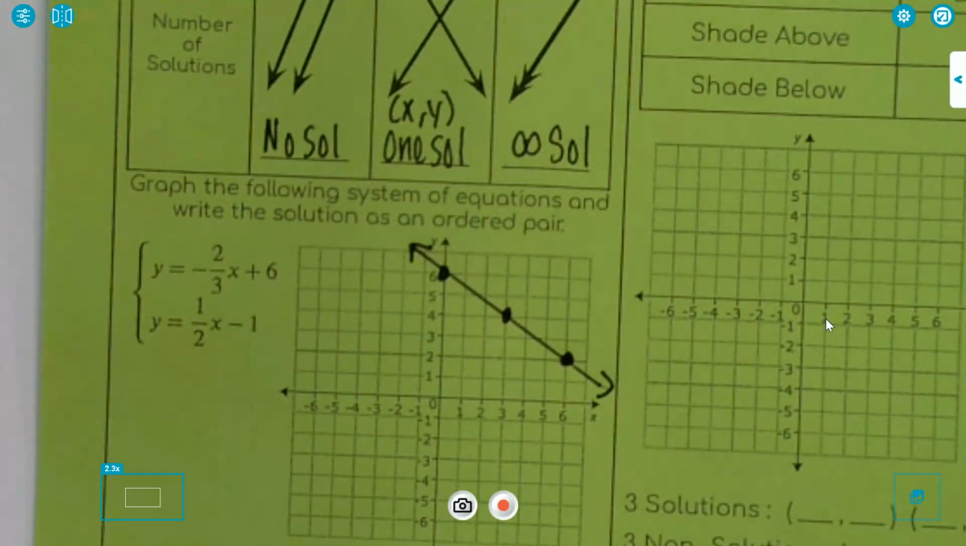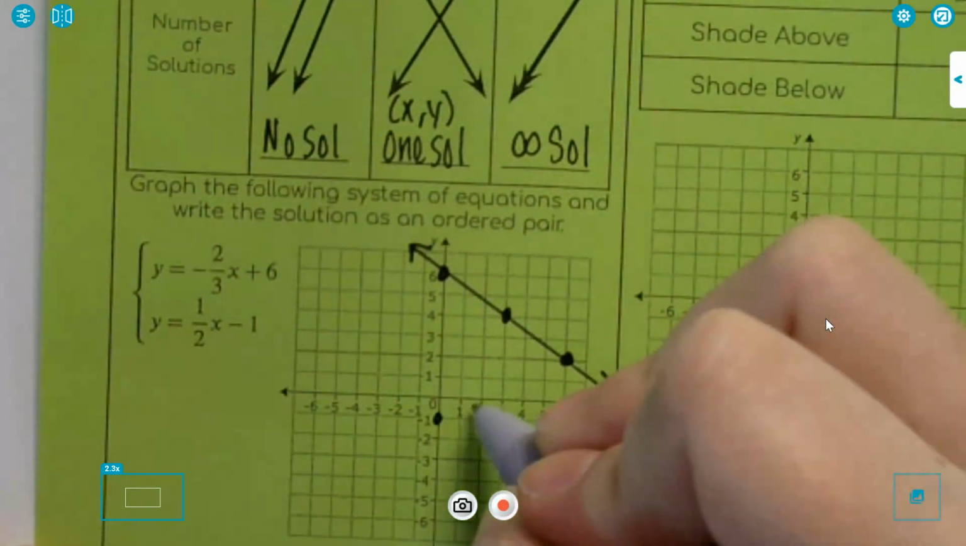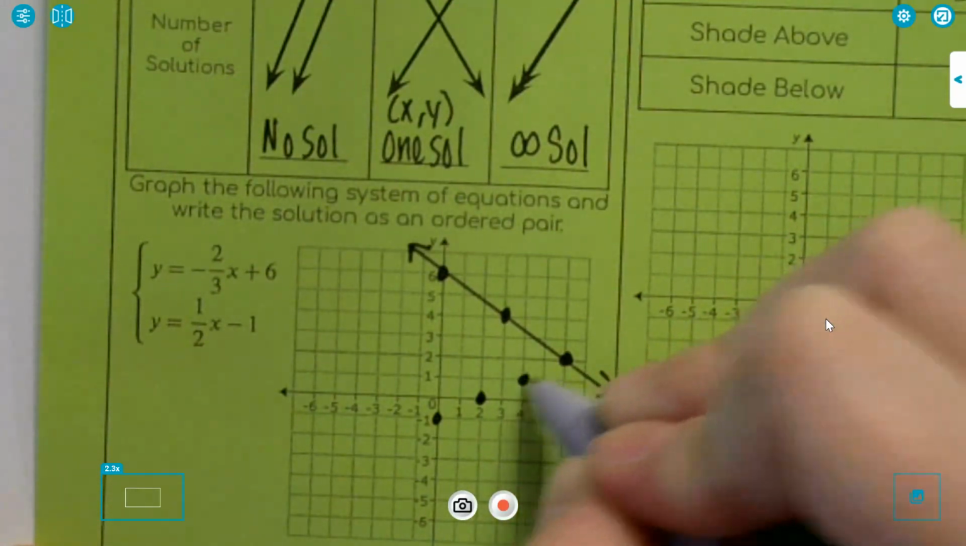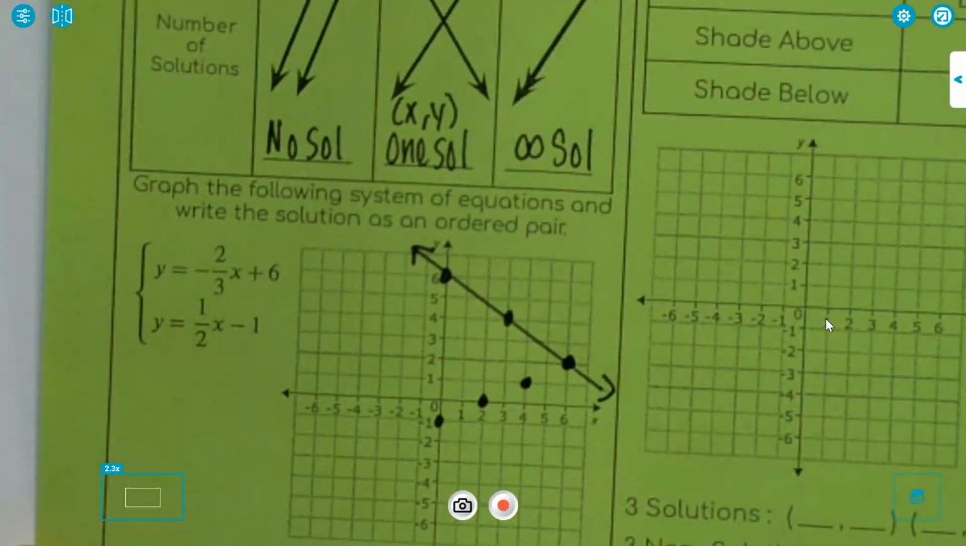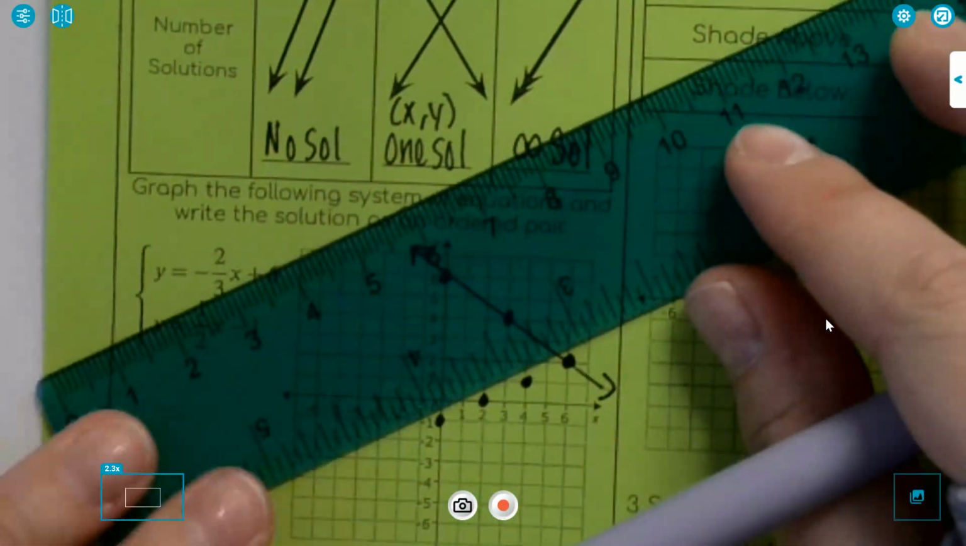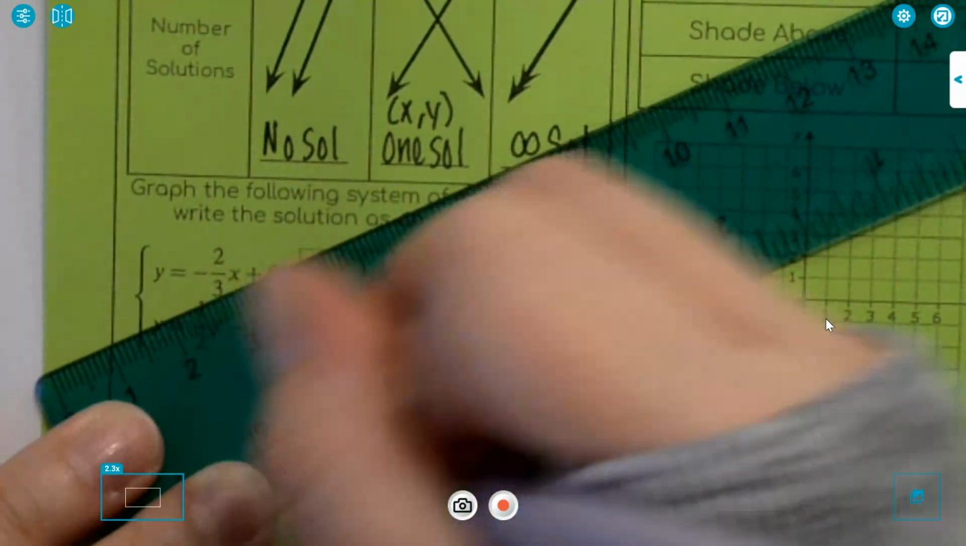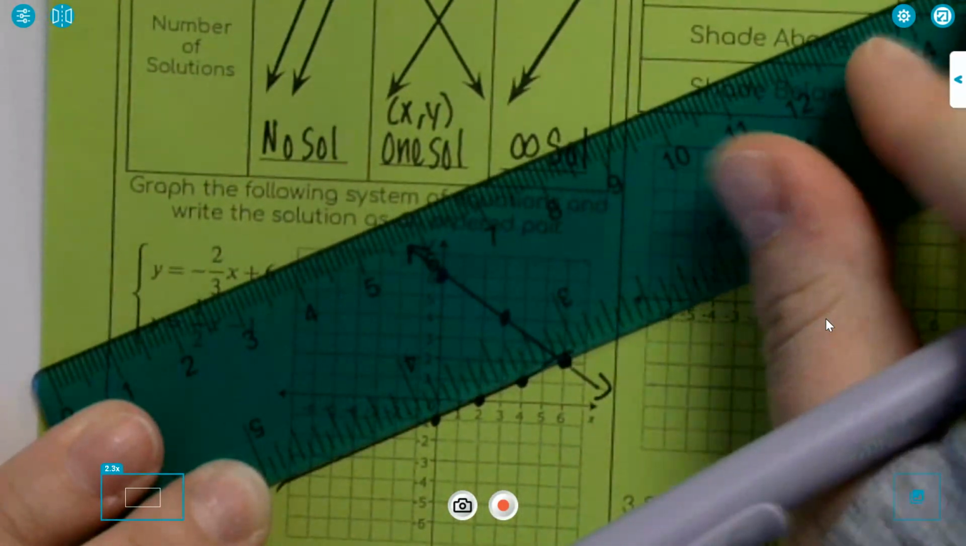For y equals 1/2 x minus 1, we're going to start at a y-intercept of negative 1. Graph a slope of 1/2. Up 1, right 2, up 1, right 2. Oh, look, they connect. Crazy. Oh, and my ruler got off kilter.